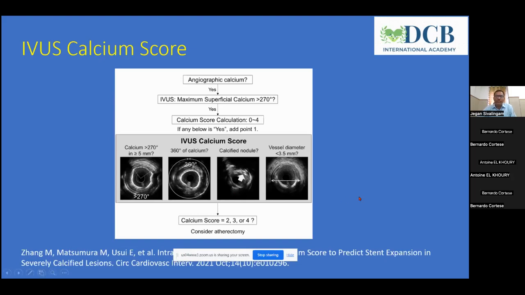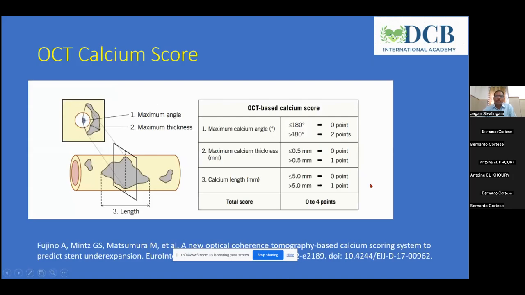So similarly, we have OCT calcium score. Here it's also known as rule of 5. It's very easy to remember actually compared to IVUS. One full circle is 360 degree, half of that is 180 degree. So if the calcium is more than 180 degree, it gets 2 points. And next comes the thickness. Half, 0.5 millimeter. So more than 0.5 millimeter, 1 point. Next length, it also 5. More than 5 mm means 1 point.